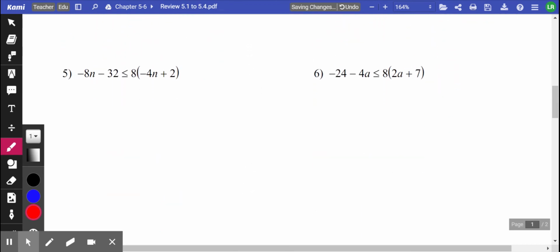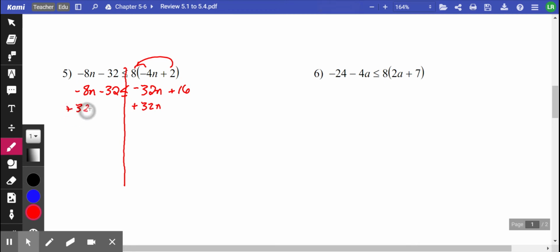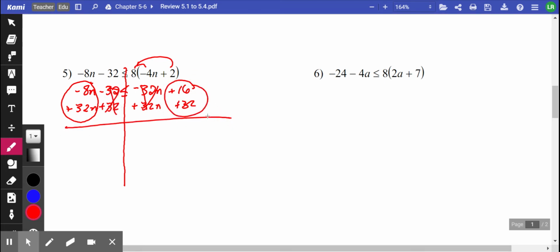Okay, number 5. Now I do need to distribute here first. Negative 8n, 32, and let's distribute here. So negative 32n plus 16. Let's get our variables on one side. So plus 32n on both sides. That's 0. These are going to get added up here shortly. I'm going to add 32 to both sides. That's 0. These will get added up here shortly.